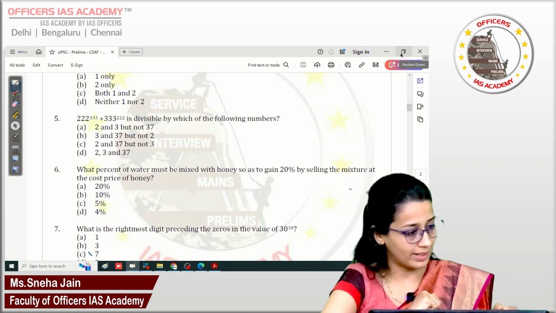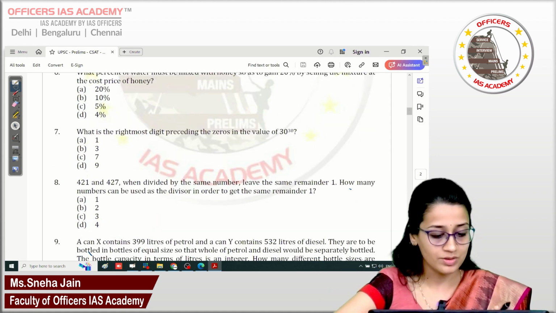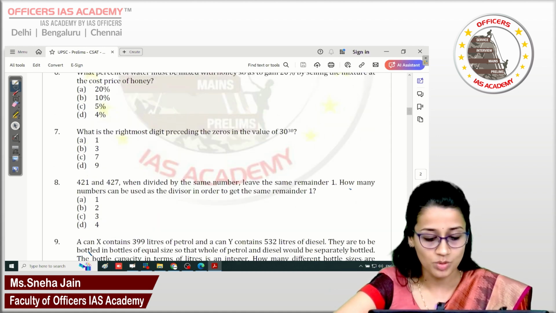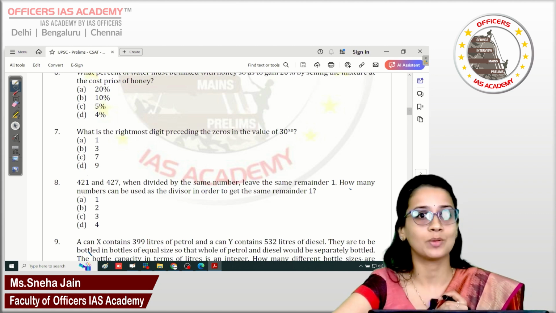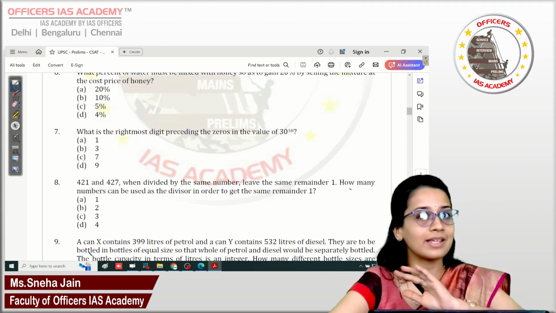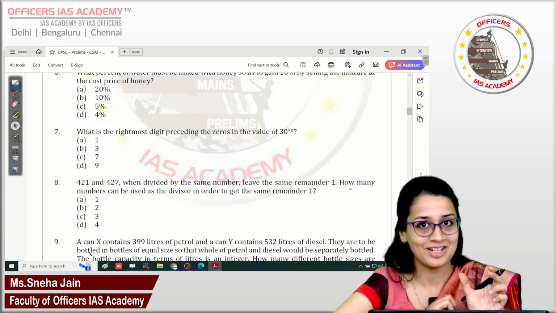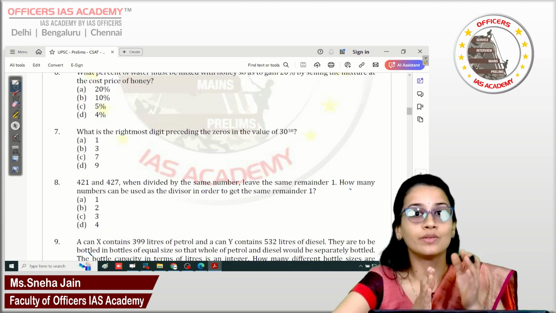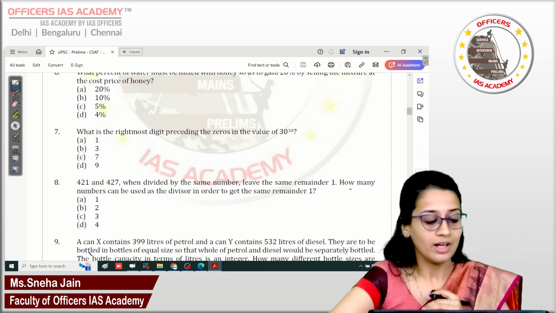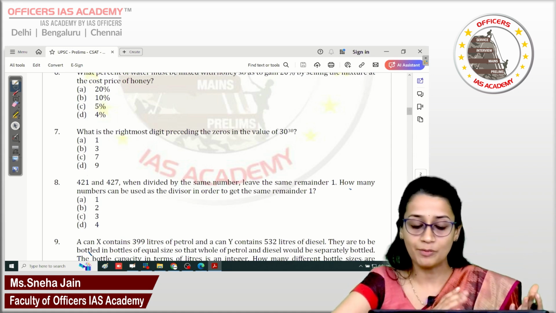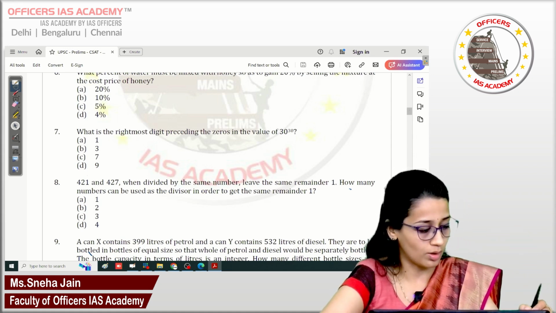Question number 7. What is the rightmost digit preceding the zeros in the value of 30 to the power 30? So what is the question asking you? It is not asking you the number of zeros in this expression. It is asking you what is the digit preceding all the zeros. Has this model appeared before? Yes. Let us see how to solve this question.